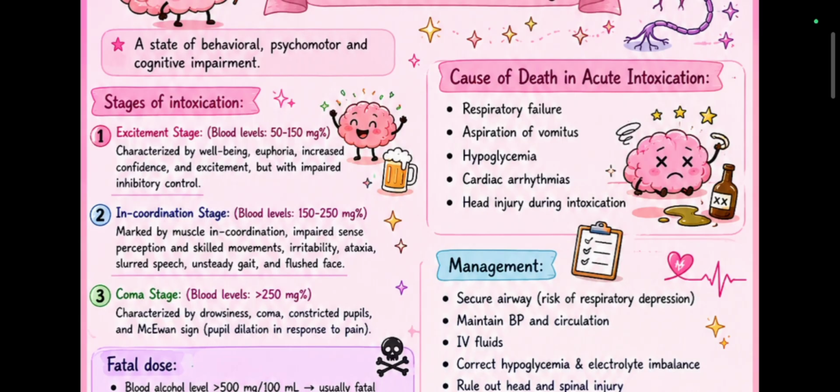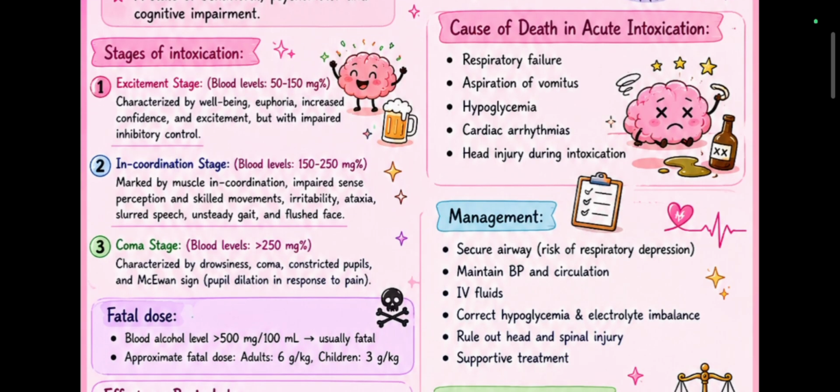Now, why is there respiratory failure? Because alcohol is a CNS depressant. So respiratory centers in the medulla are depressed. Then hypoglycemia, because alcohol interferes with the liver's ability to produce glucose. While there is metabolism of alcohol, there is release of NADH, and the increase of NADH leads to the inhibition of gluconeogenesis. So the reason behind hypoglycemia is this, which leads to a decrease in the production of glucose. Talking about cardiac arrhythmias, alcohol affects the electrical activity of the heart and can cause electrolyte disturbances.